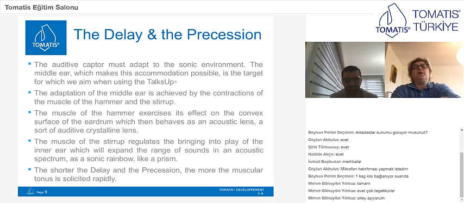So the auditive captor must adapt to the sonic environment. The middle ear, which makes this accommodation possible, is the target for which we aim when using the Tomatis device.